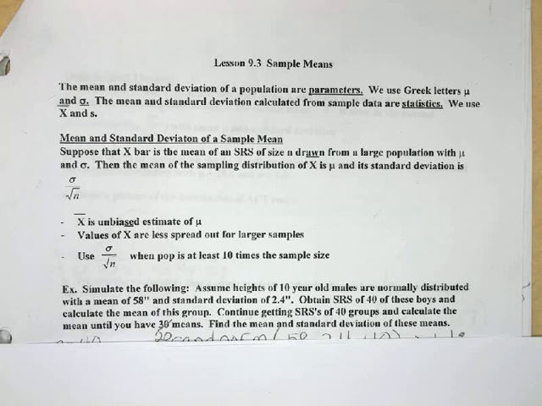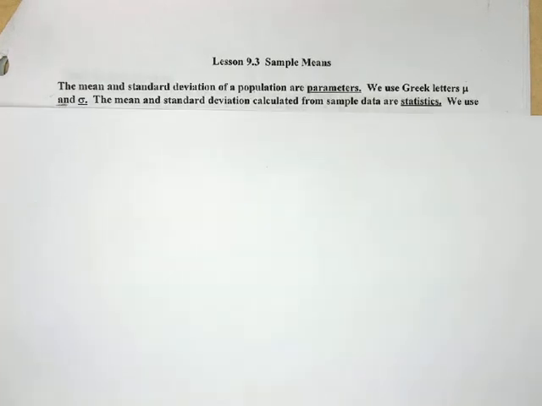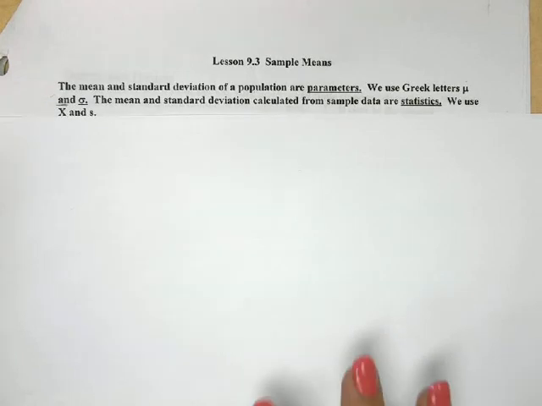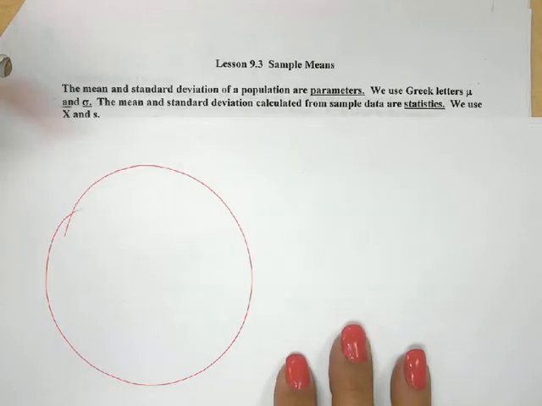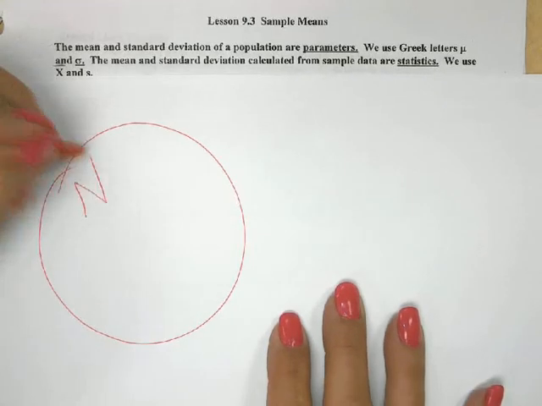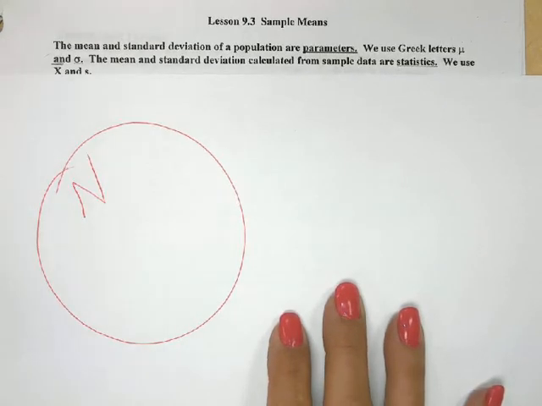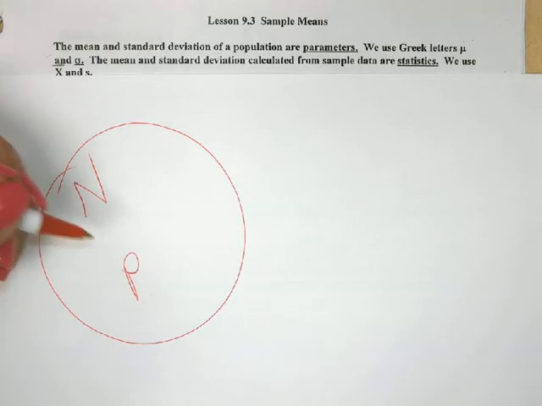Now it's time to move into Section 3 of Chapter 9, and we're going to look at a little bit different context. Remember what we were working on in the previous section: we were dealing with proportions, and we had a population of size capital N, and there was a certain parameter, a certain proportion, that was true for that population.